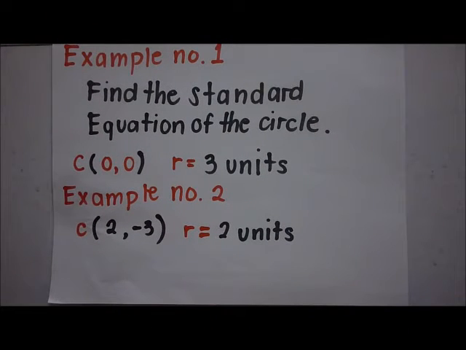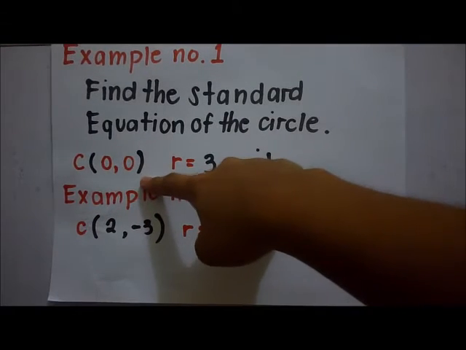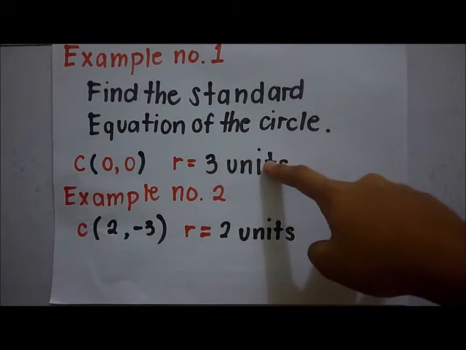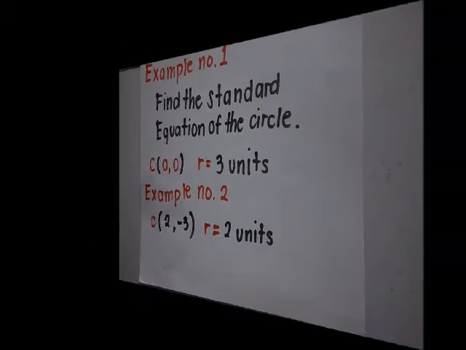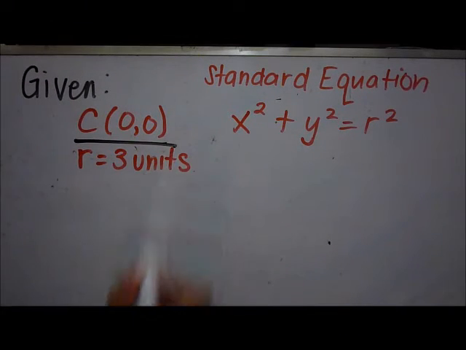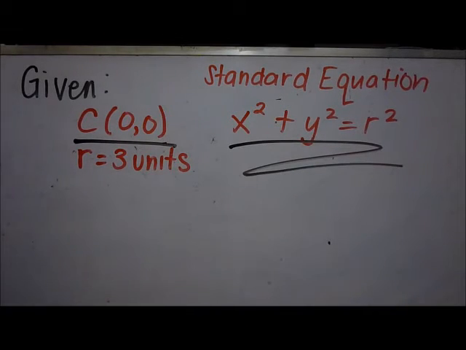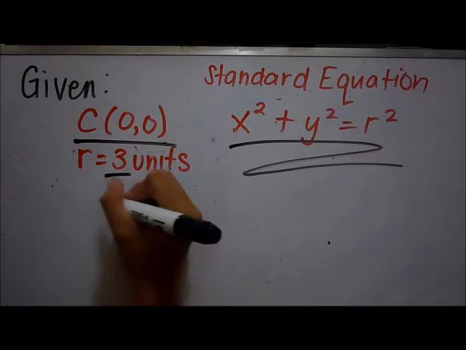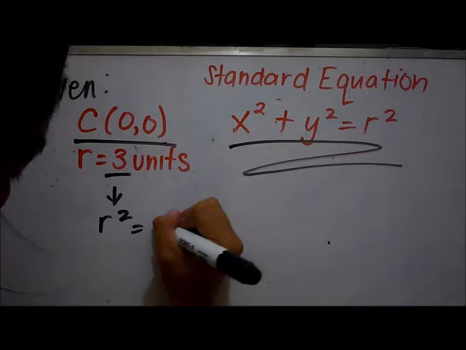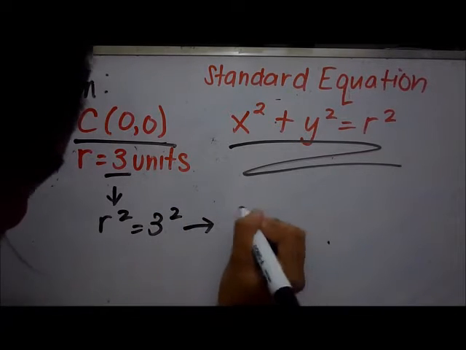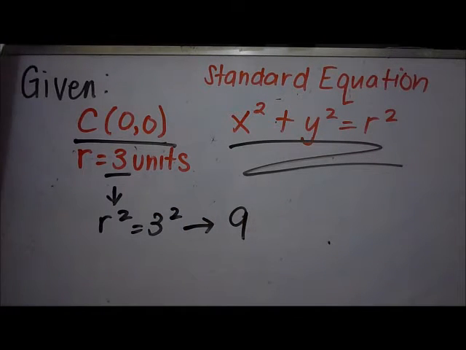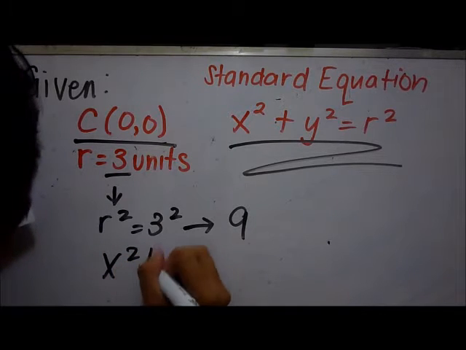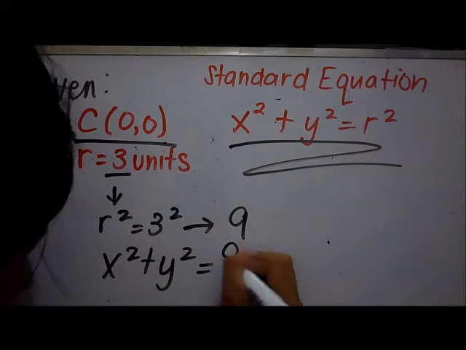Let's have an example. Find the standard equation of the circle whose center is at the origin, and whose radius measures 3 units. Since our first example has the origin as the center, we use the first form of the standard equation. Since the value of r is 3, we should raise 3 to 2 to find r squared. We'll get an answer of 9. So the standard equation of number 1 is x squared plus y squared is equal to 9.